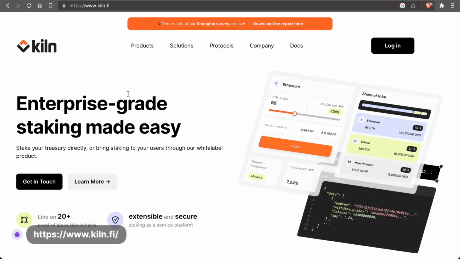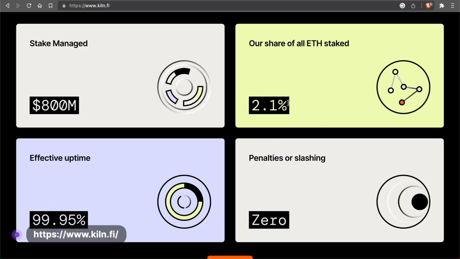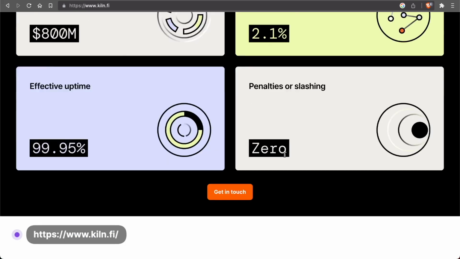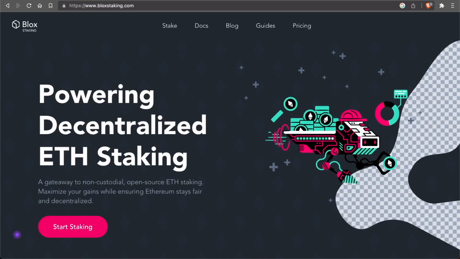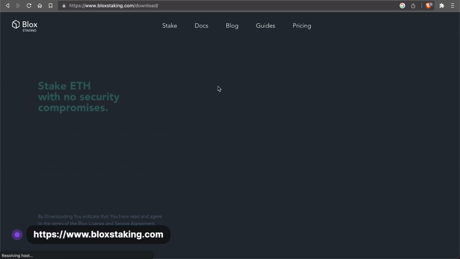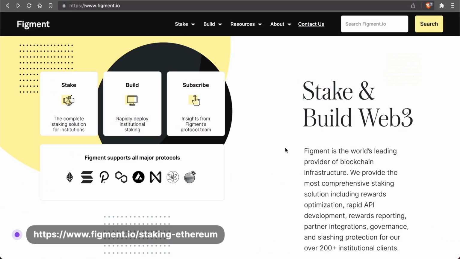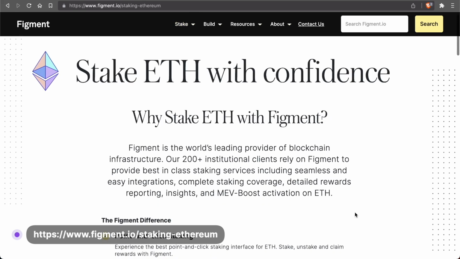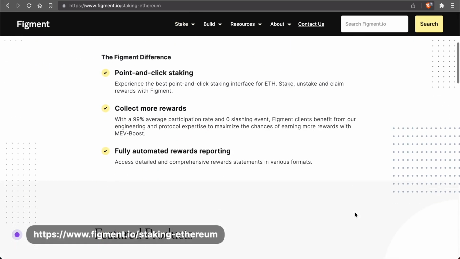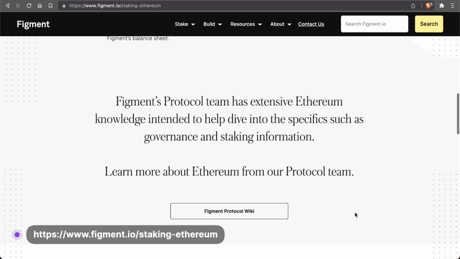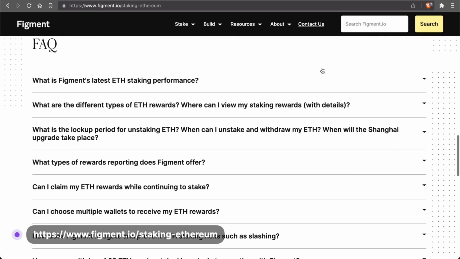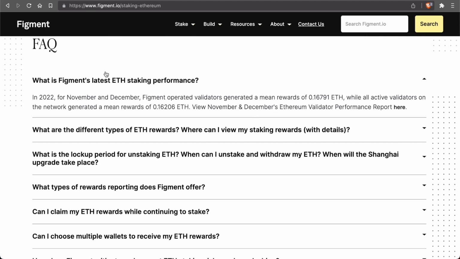The first one is Kiln. They're managing about 2.1% of all ETH staked. And the second option is Blockdaemon. And if you're an institution or an enterprise looking to deploy institutional staking, then definitely have a look at Figment. With their API, it's easy to launch staking, and they claim to have better than average staking performance on Ethereum.